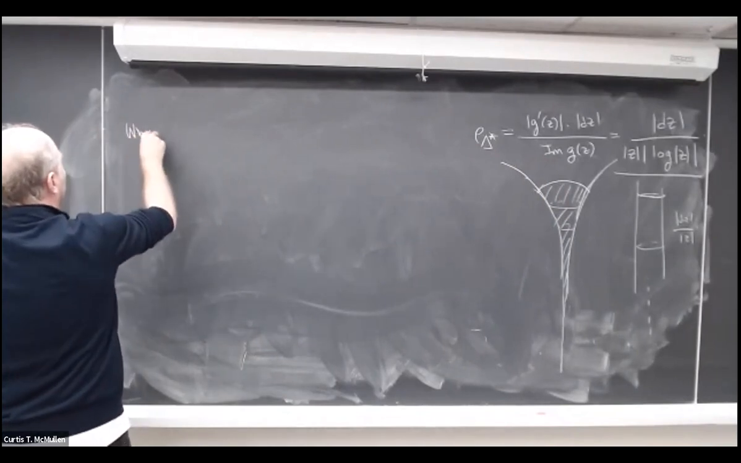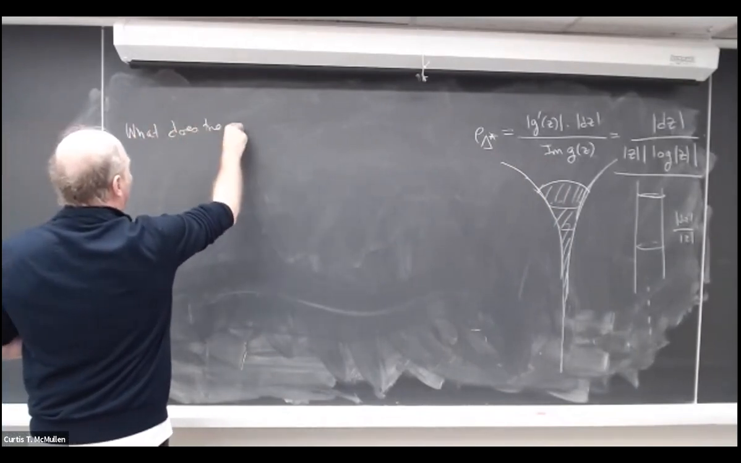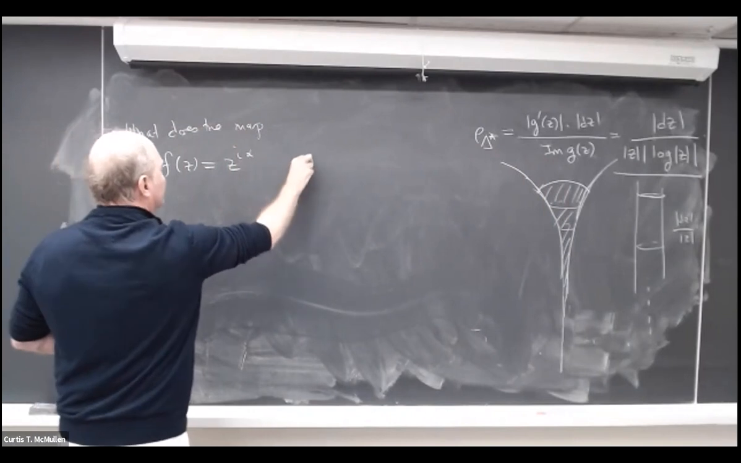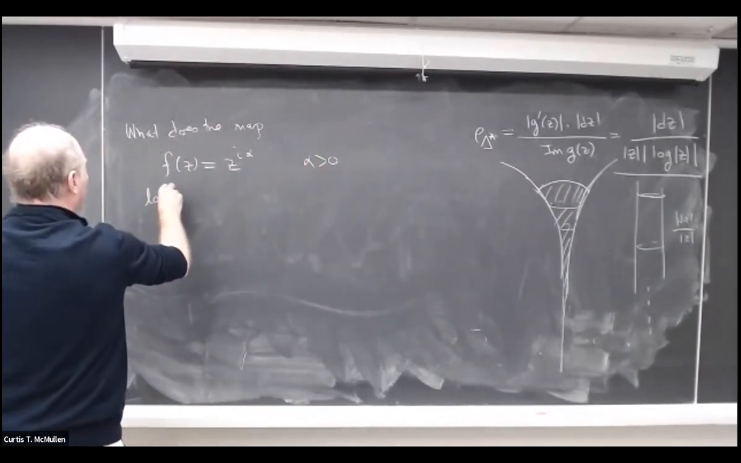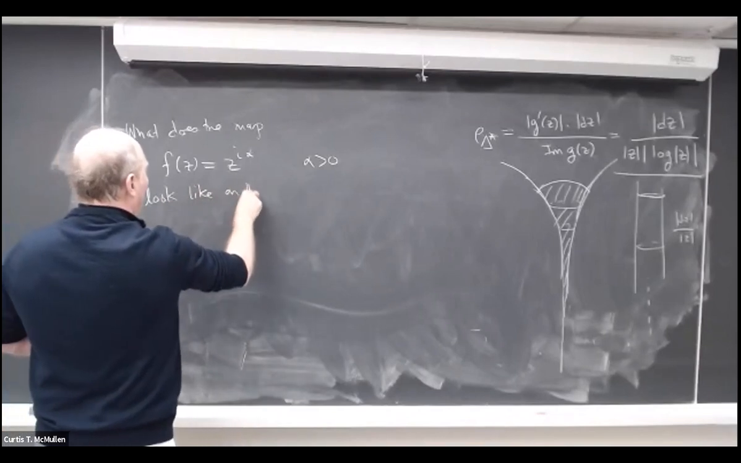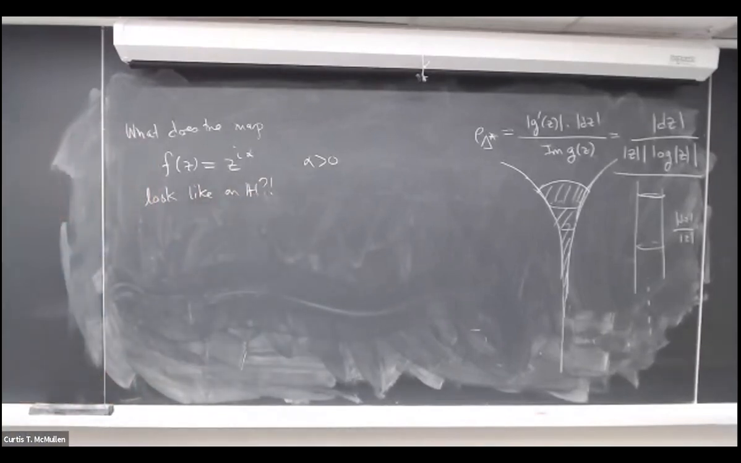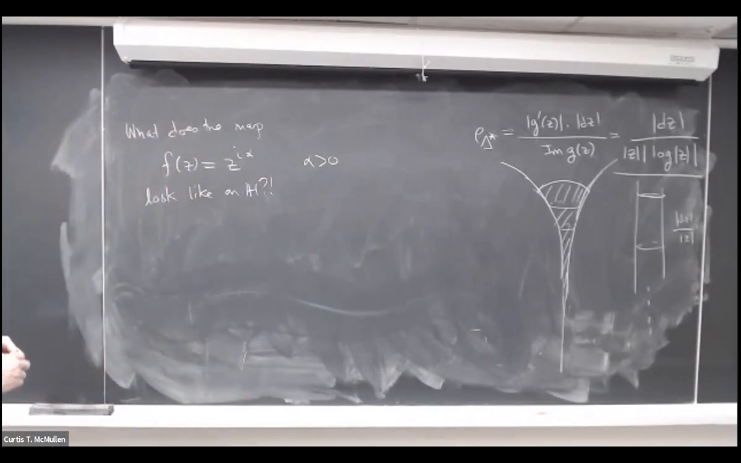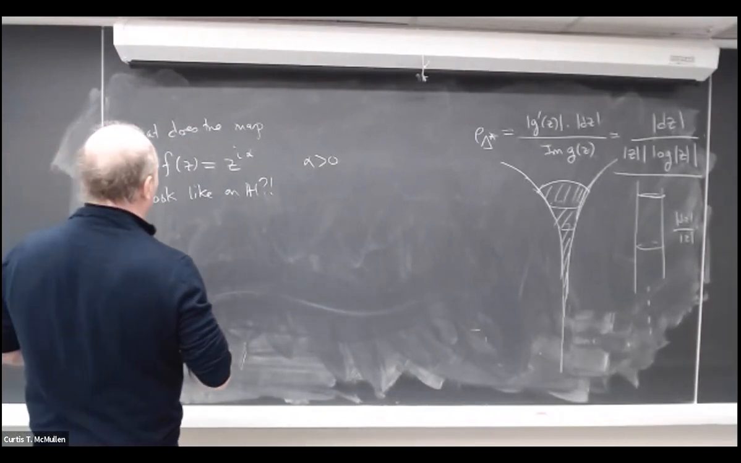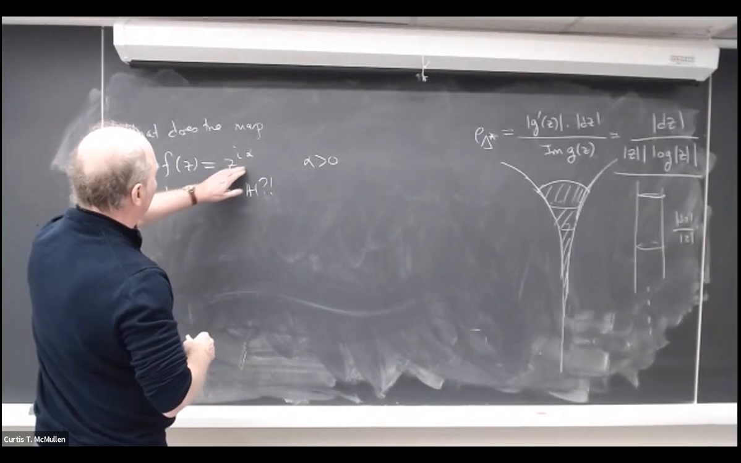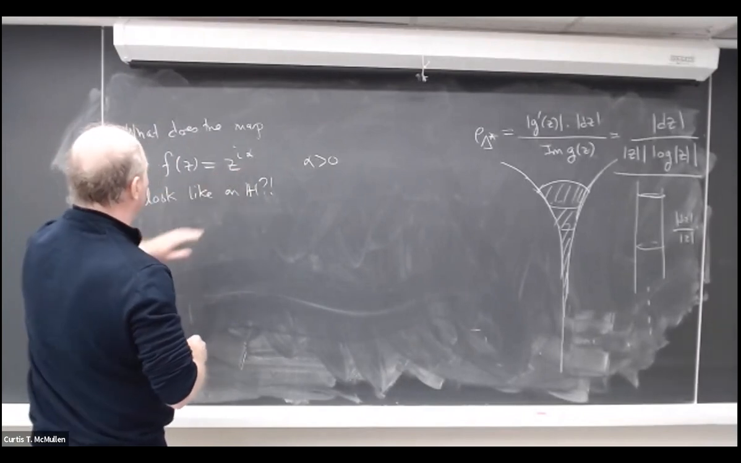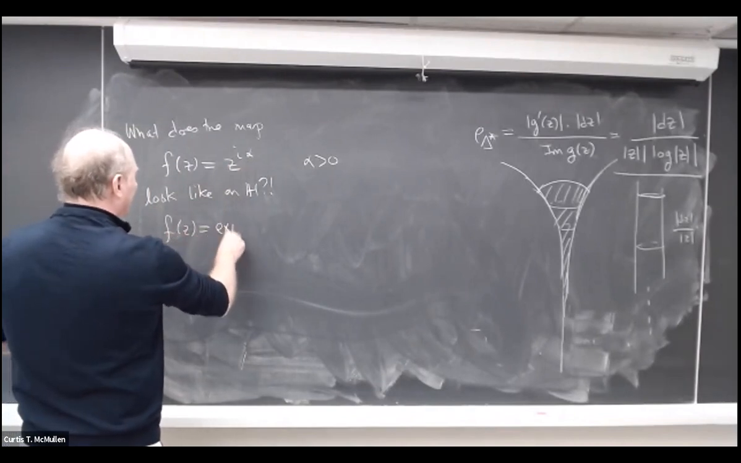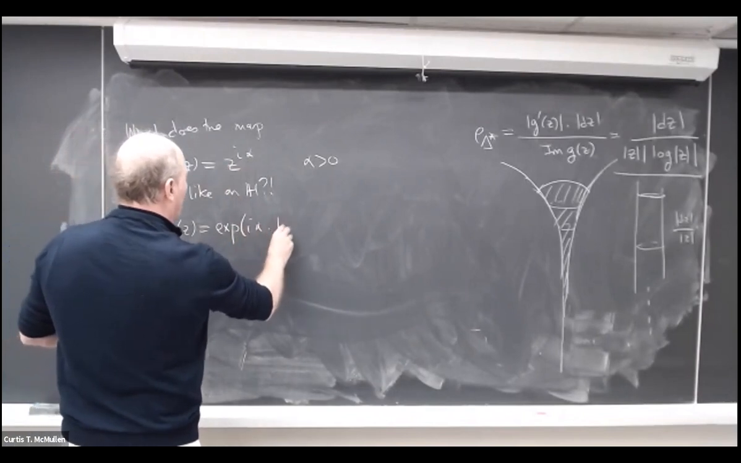So what does the map f of z equals z to the i alpha, say alpha greater than 0, look like on the upper half plane? Well, your first inclination might be to say this is a little bit weird because how is this even well defined? Like if this was some sort of square root, don't we have to choose a branch? And that's true. So maybe a better way to write this is as e to the i alpha times the logarithm of z.